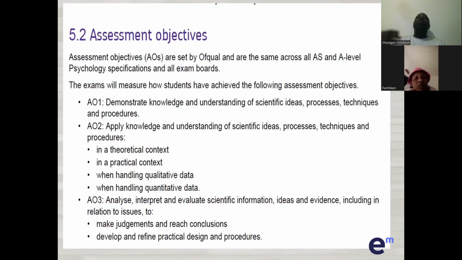Or if, for example, the question asks you to define schema. What is schema? That is all you need to define. For example, schema is a mental representation of our world as a result of our belief, expectation, and previous experience. That is what AO1 is talking about.